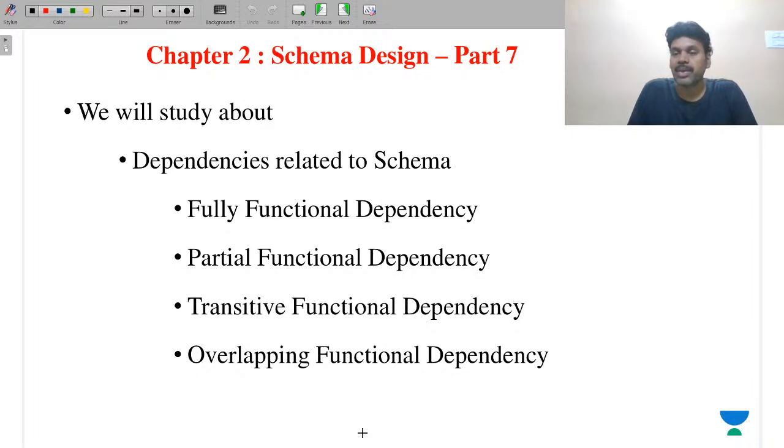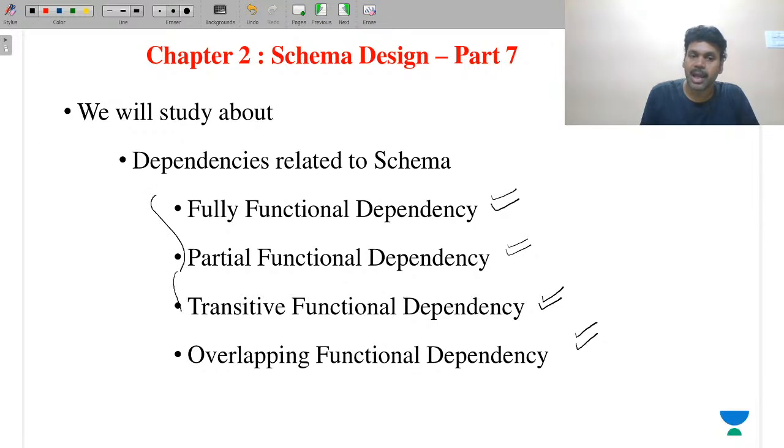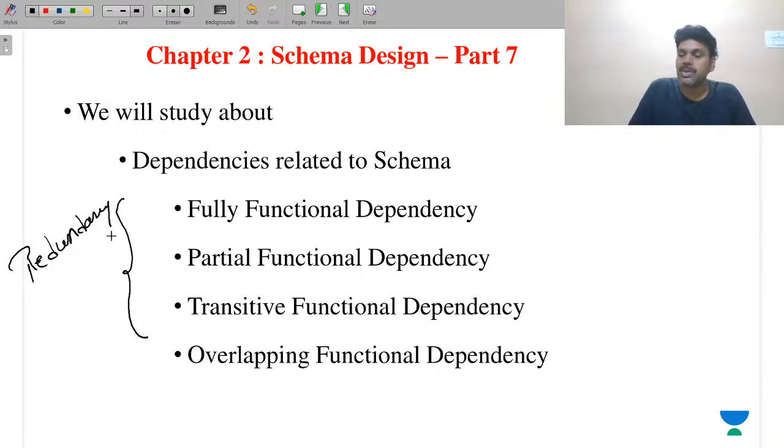We do schema design with the help of normalization in order to achieve a non-redundant database. But if the schema is associated with any of these dependencies, like fully functional dependency, partial functional dependency, transitive dependency, or overlapping dependencies, these dependencies lead to redundancy in the particular schemas. Therefore, we try to avoid these redundancies in order to have a non-redundant database design. As the name normalization implies, your schema is free from unwanted or uncontrolled redundancy. The redundancy can be controlled only with the help of normalization.